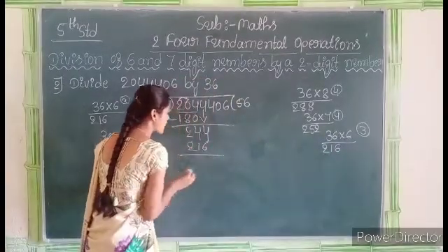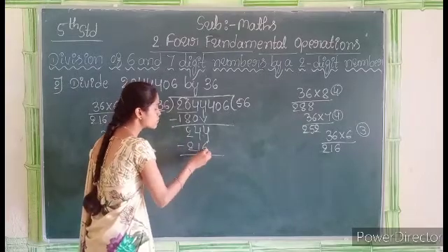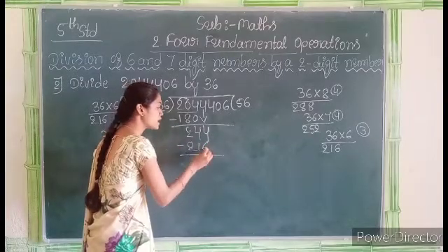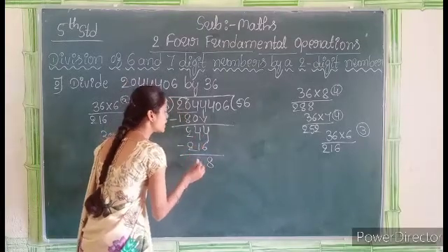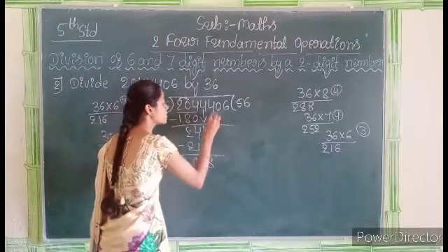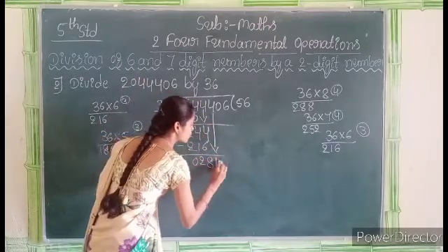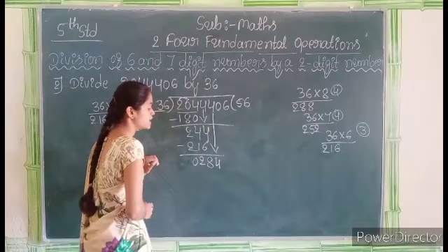Now we have to subtract this 216 from this 244. 4 minus 6 means 14 minus 6, that is 8. Here we have left 3. 3 minus 1, 2. 2 minus 2, 0. Here we have to bring down this 4. Now we have to consider 284 as dividend.